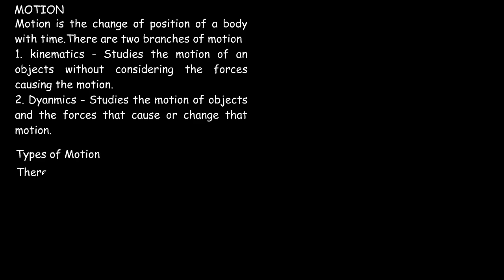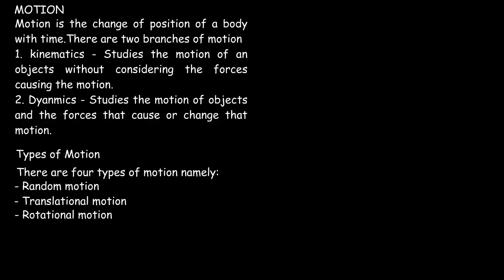Types of motion. There are four main types of motion, namely random motion, translational motion, rotational motion, and oscillatory motion.